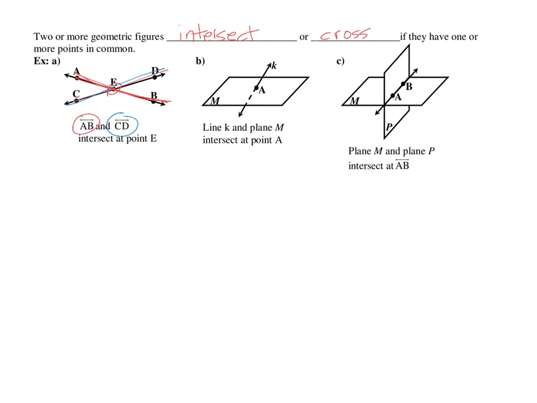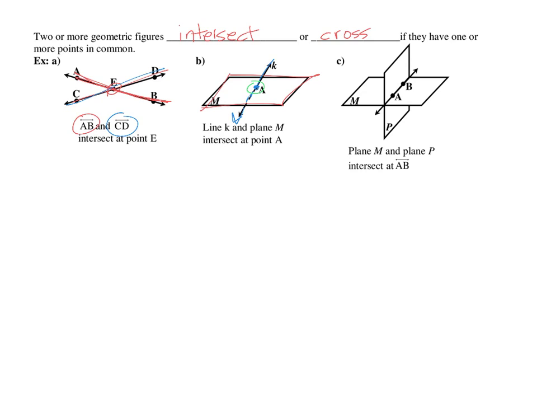All right, here we have line K and plane M intersect at point A. So here we have our plane, and then here comes our line. It hits the plane. And now it shows the line dotted or dashed because it's what we can't see, because it's behind the plane. And then it emerges from the bottom. But point A is that point of intersection.